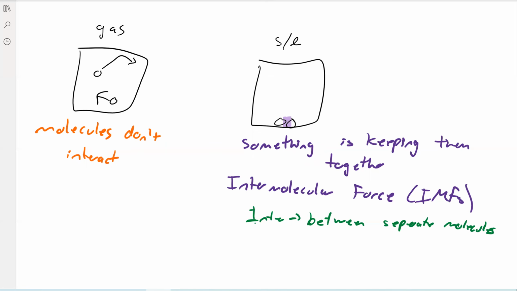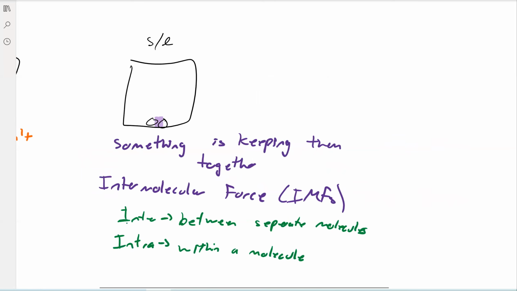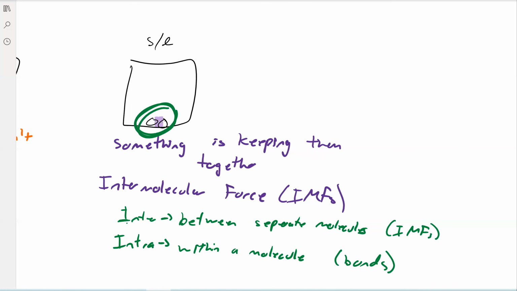Like interpersonal relationship will be between multiple people. And then intra means within a molecule or within something. So what we're talking about here is between separate molecules. And so this is the intermolecular forces, right? When you're talking about intramolecular, you're talking about within a molecule, then you're talking about covalent bonds or other types of bonds. And so that's what we're going to take a look at this chapter. We're going to investigate these intermolecular forces. What is it about solids and liquids that keeps these particles together?